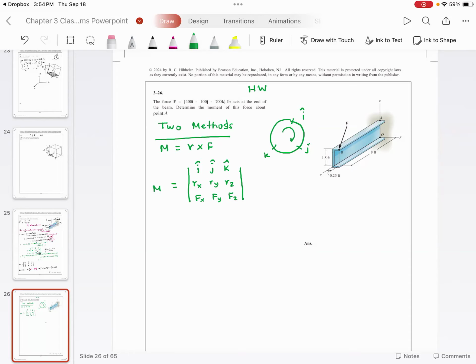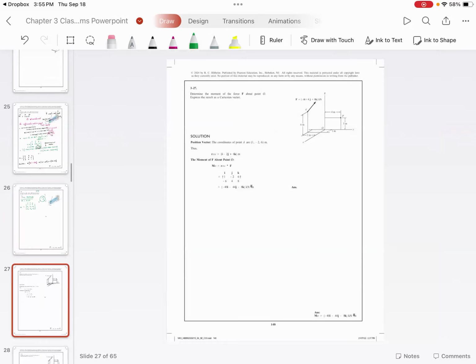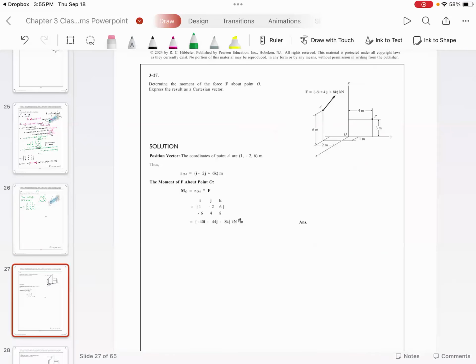It is extremely important for you to be comfortable with the cross product, dot product, and finding moments using these techniques. Okay. Now this problem should be a piece of cake for you. Determine the moment of the force F about point O.